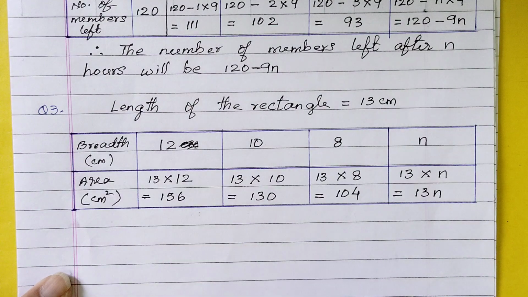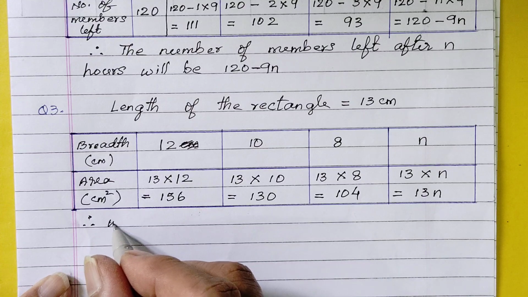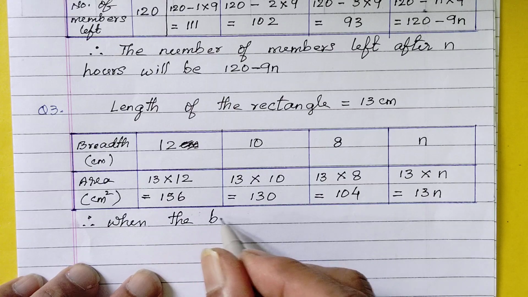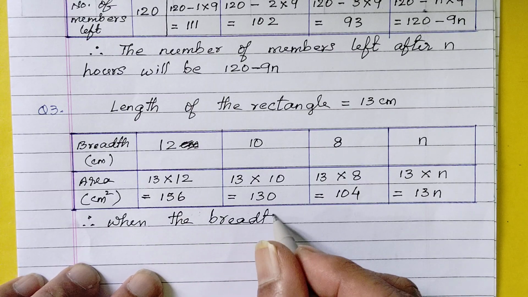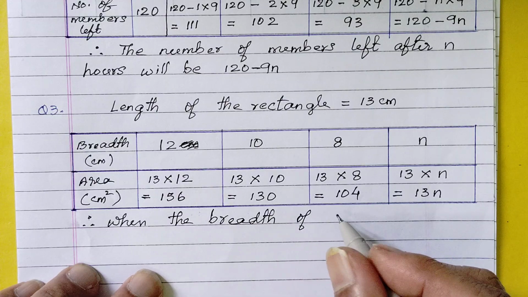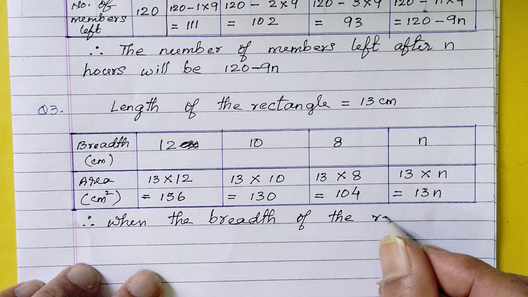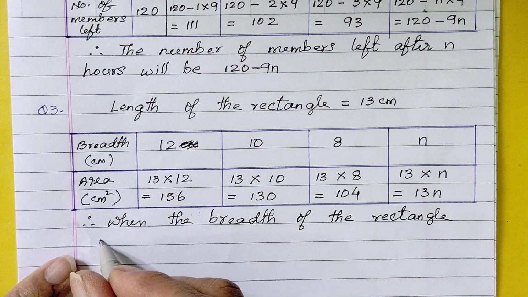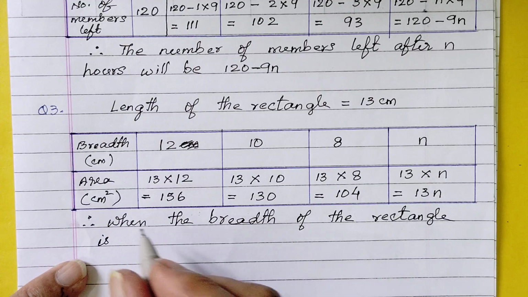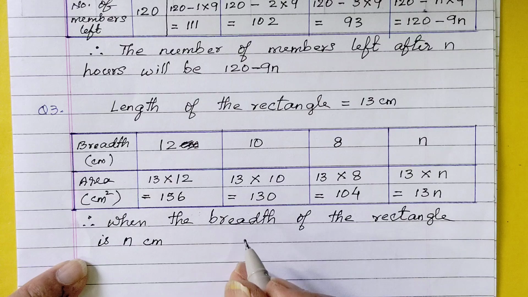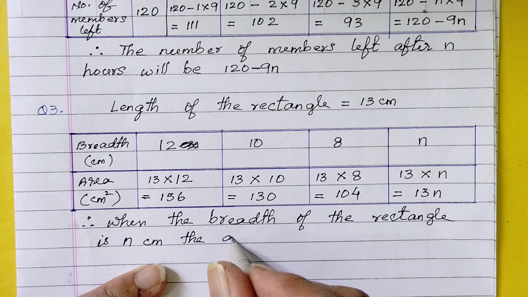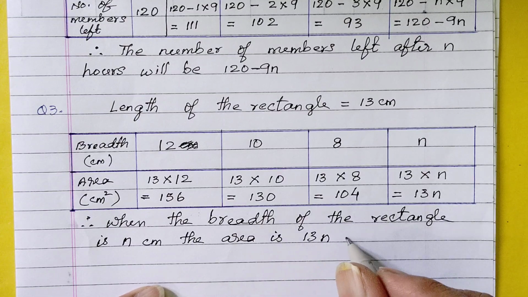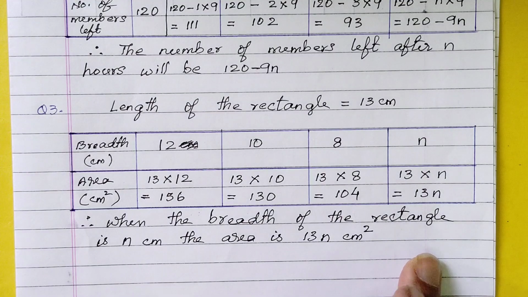Therefore, when the breadth of the rectangle is n centimeters, the area is 13n centimeters square. That was the third sum.